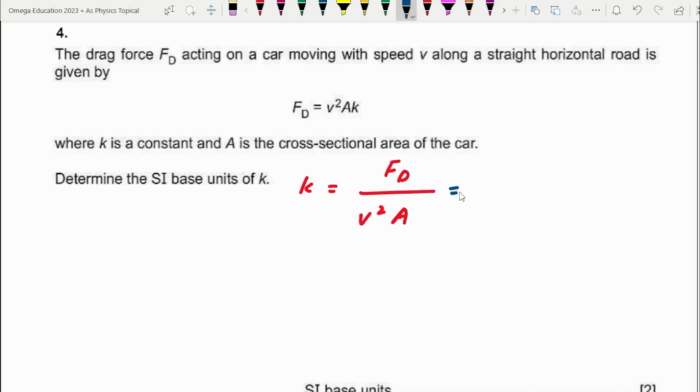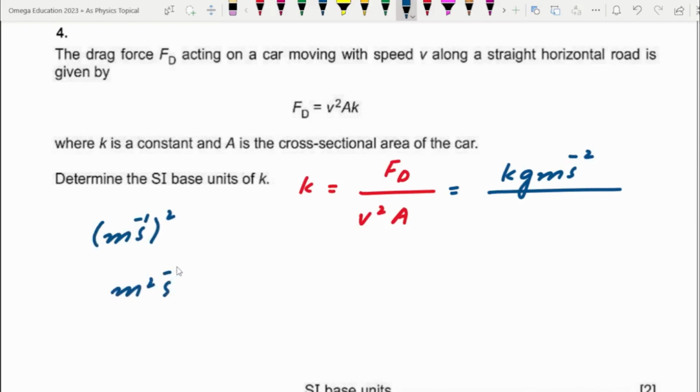So what are the base units for force? Any kind of force, the base units would be the same, kg m s^-2. What are the base units for speed? Meter per second. But you have the square of speed. So what do you get? You get meter square per second square, so m^2 s^-2. Now what are the units for area? Meter square.